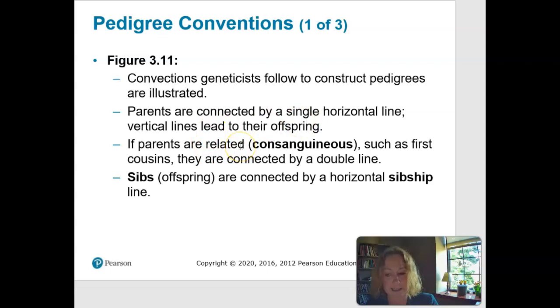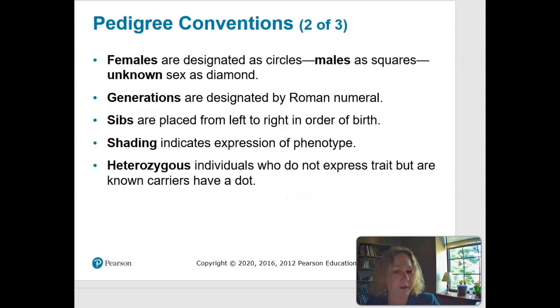If parents are related, yeah, that happens. Welcome to the English monarchy. Or if they're cousins, they're connected by a dotted line. Siblings are connected by a horizontal, sort of a ship line. I'll show you. Females are designated as circles, males as squares, unknown sex as diamonds.